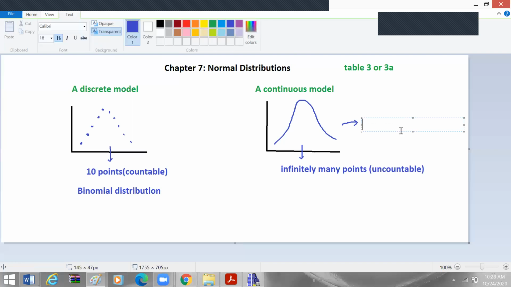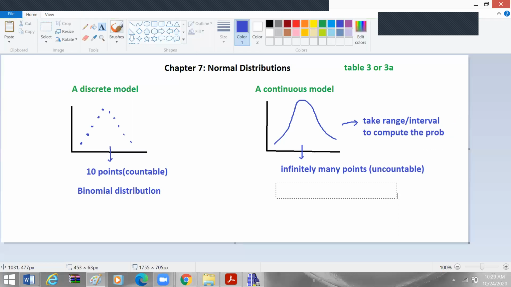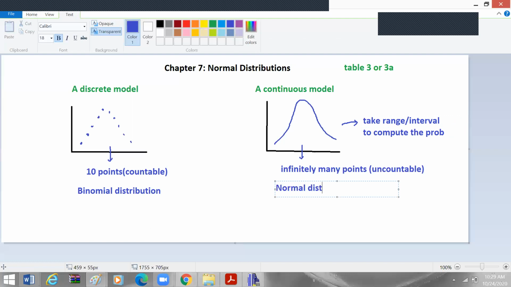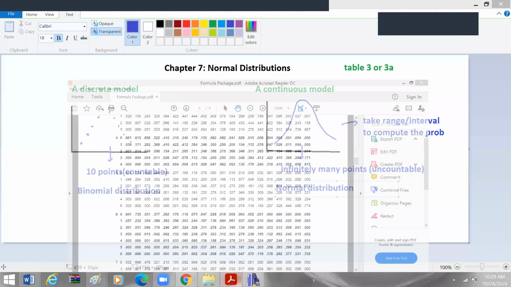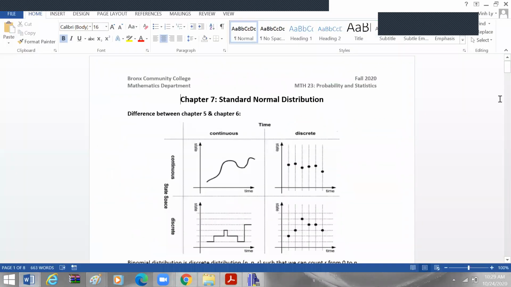We take the range and interval into account, and that's really important. The range is basically the same thing as an interval to compute the probability. And this is what we call the normal distribution. My curve doesn't look so good, but generally we can see it from the notes that I uploaded last night.